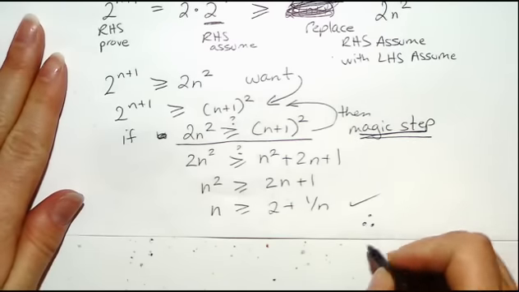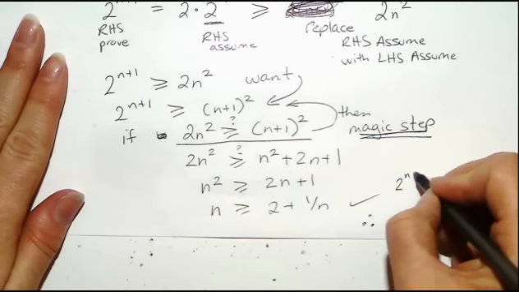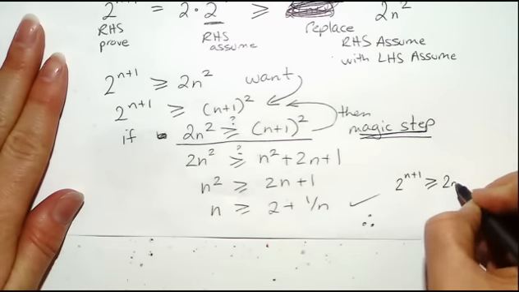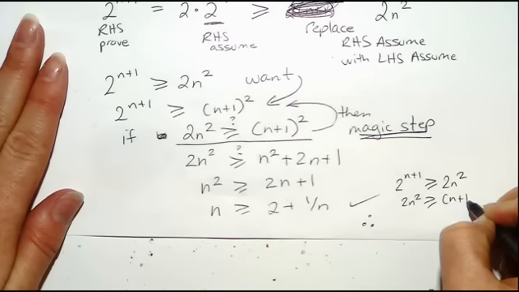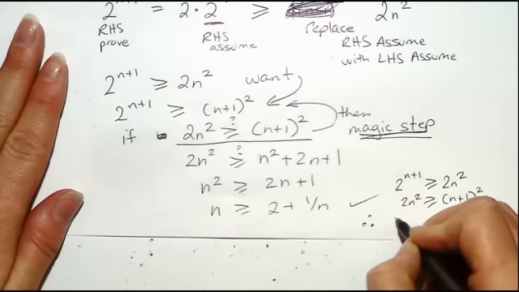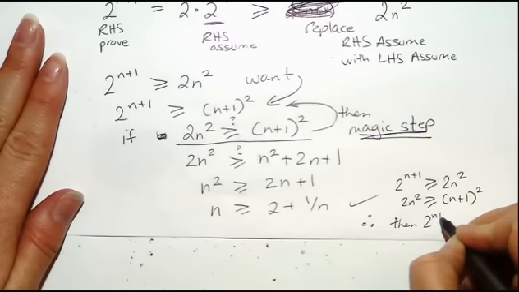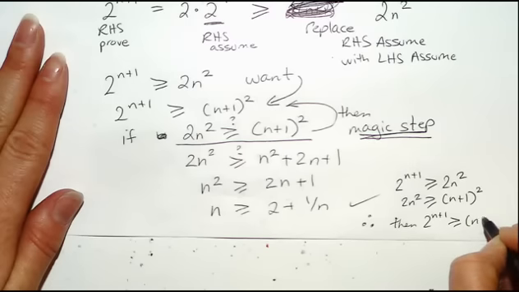So I do finally say, since 2 to the n plus 1 is greater or equal to 2n squared, and 2n squared is greater or equal to n plus 1 quantity squared, then 2 to the n plus 1 is greater or equal to n plus 1 squared.